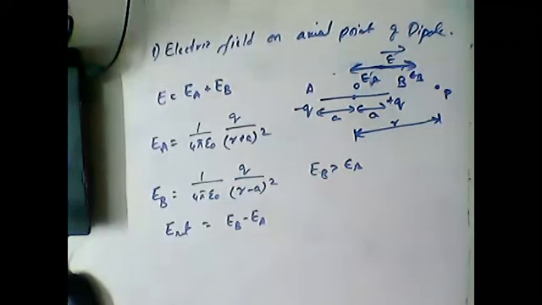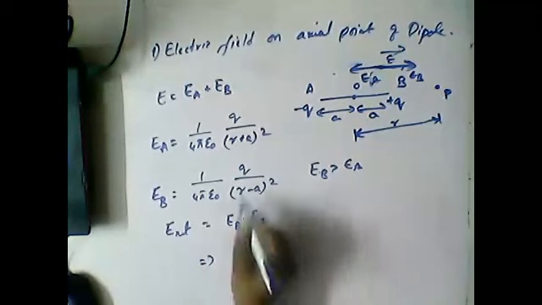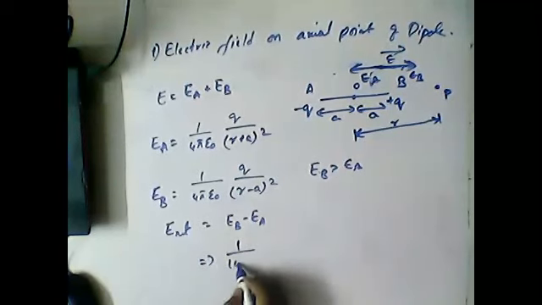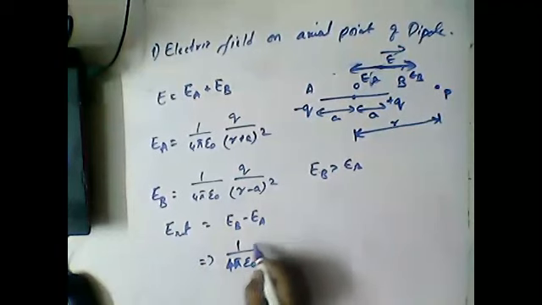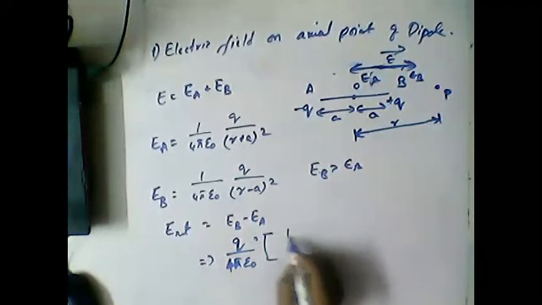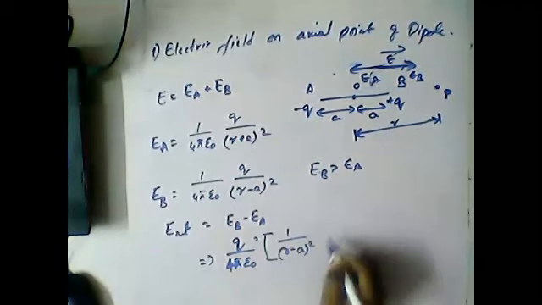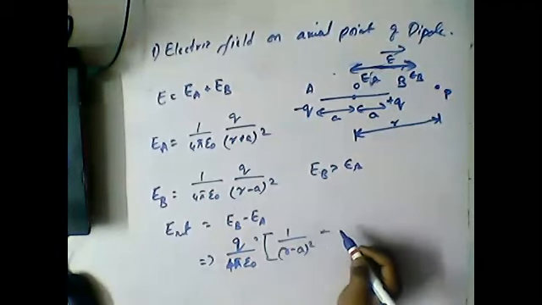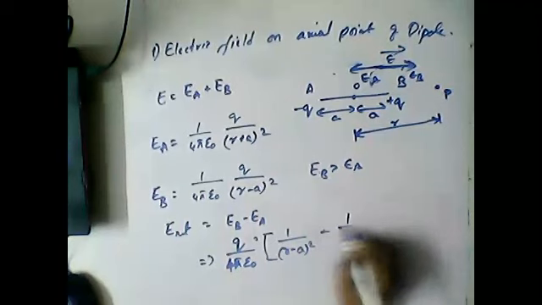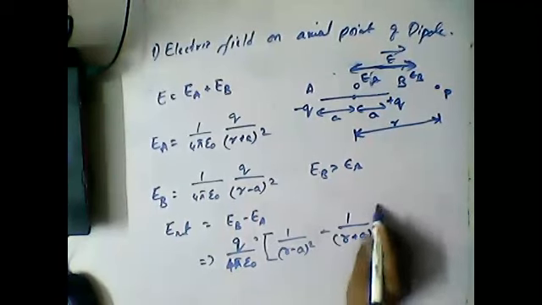Clear, guys? This is how we can find out the electric field. Now EB minus EA. From this we can write 1 by 4 pi epsilon, q is common. So q by 4 pi epsilon is common, and what we are left with is 1 by r minus a whole square, minus 1 by r plus a whole square, like this.